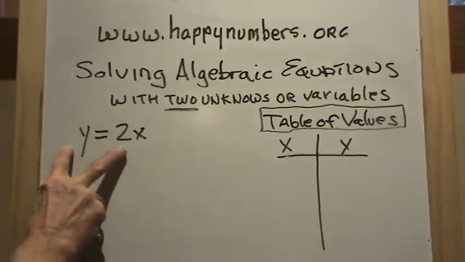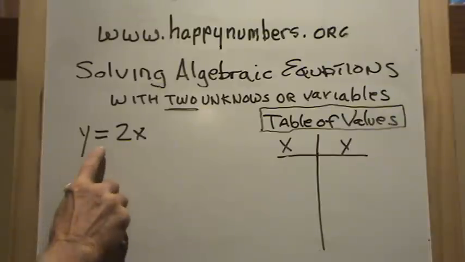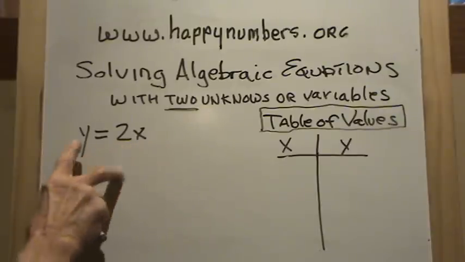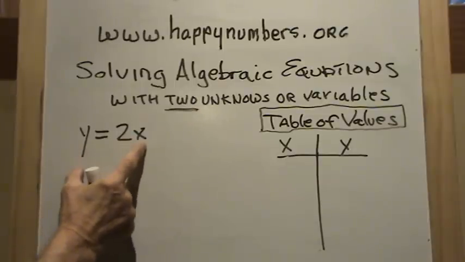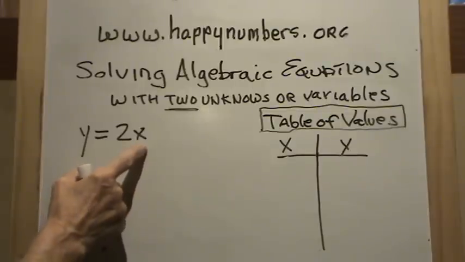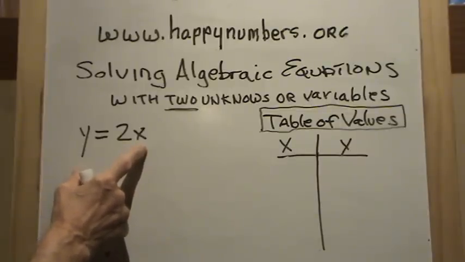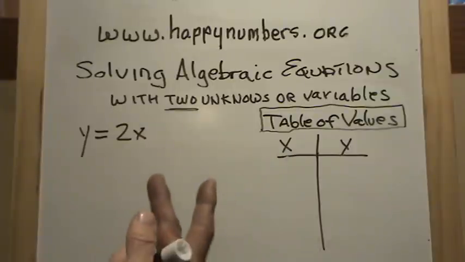Let's take a look here. We have an equation: y is equal to 2 times x. And we have two unknowns here, y and x. And this is very simple to do. The answer to an equation that has two unknowns, there'll always be two answers.